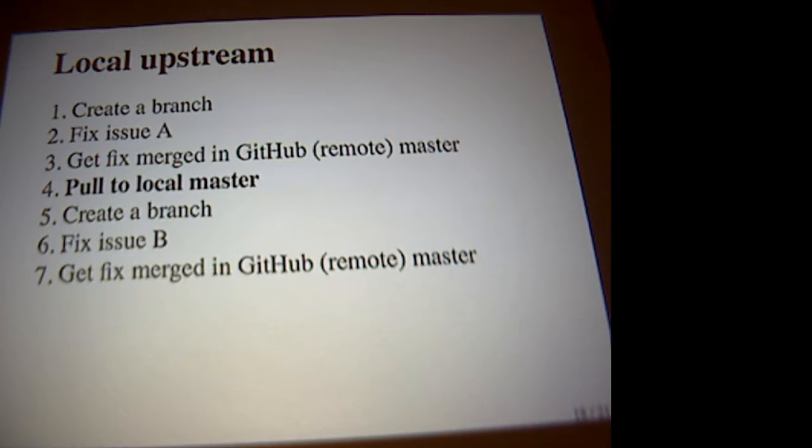The question I have with this workflow though is that, let's say B depends on A, so I clone the upstream, even though I forked it already, and I push the branch to my fork, and then I send a pull request to the master, to the upstream owner. I then should wait until he merges before I fix issue B, basically.